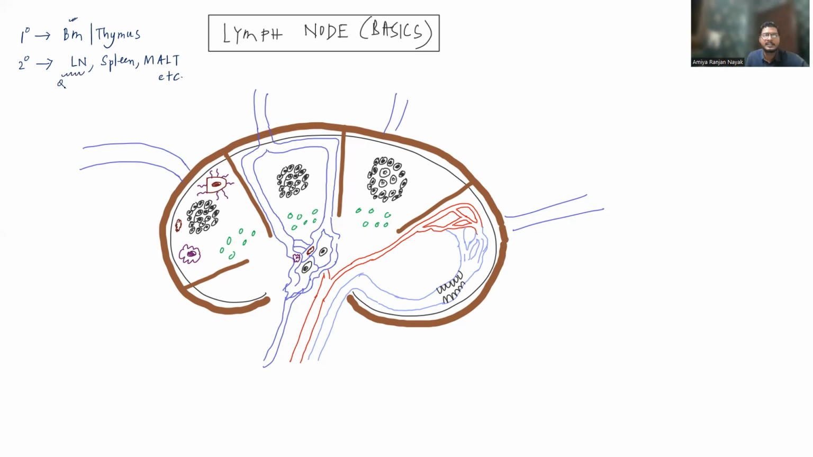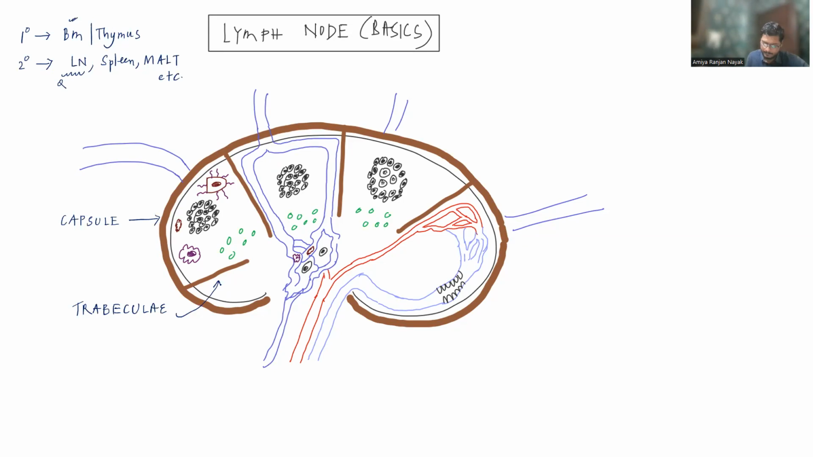Lymph nodes are basically small bean or kidney shaped structures. They are encapsulated organs, covered by a connective tissue capsule. This capsule throws multiple projections into the lymph node architecture. These projections are known as trabeculae, and these trabeculae divide the lymph node into multiple compartments.